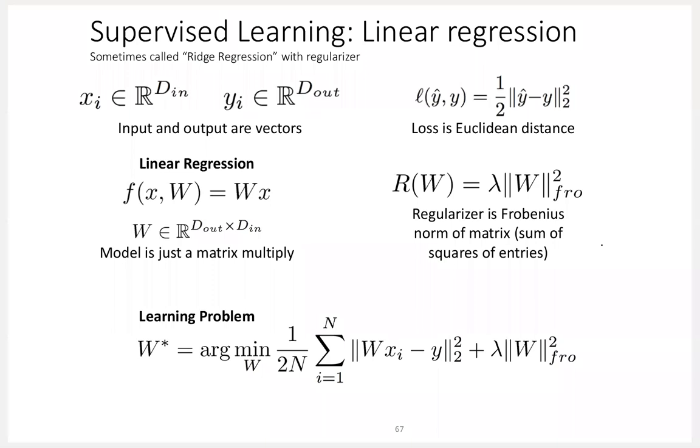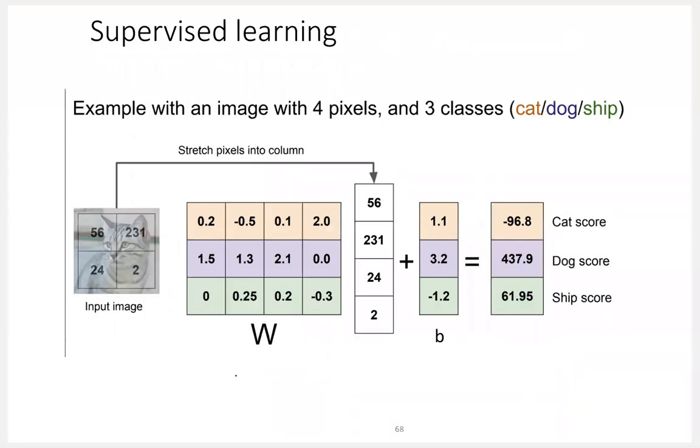Now, as we just mentioned, the learning problem is this way. We try to minimize this thing here as our learning problem. In this case, a linear regression, it's probably solvable analytically. That probably has a closed form solution here.